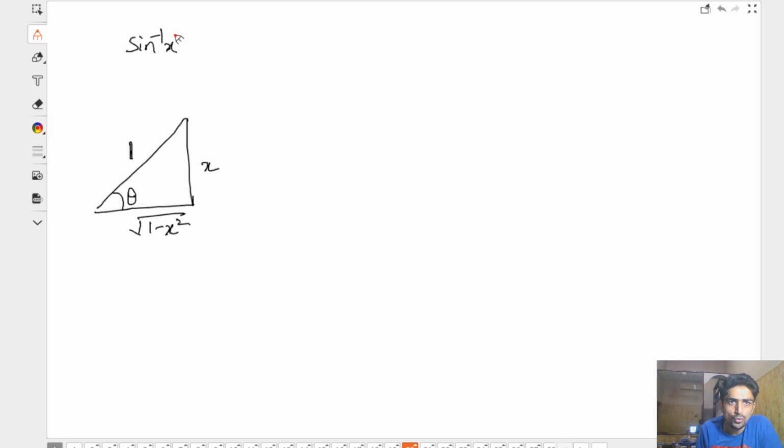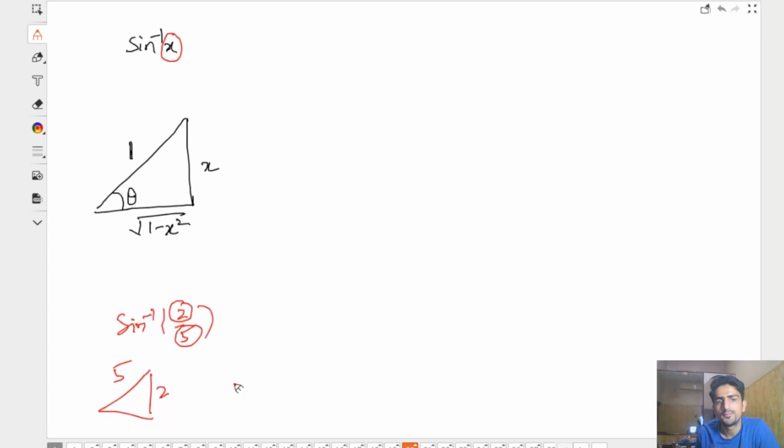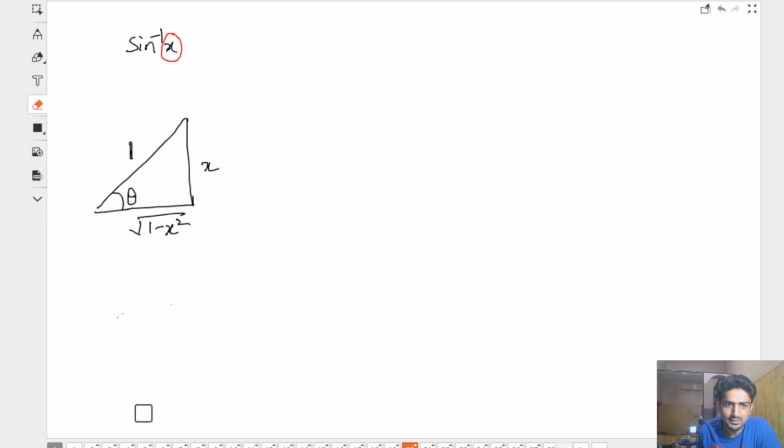What you have to do is read the thing that is inside sine inverse as perpendicular by hypotenuse. You have to read it like that. That is, if I write sine inverse 2 by 5, then it is sine inverse of perpendicular by hypotenuse. So always read the term inside sine inverse as perpendicular by hypotenuse. Now, just convert it into whatever inverse you want.